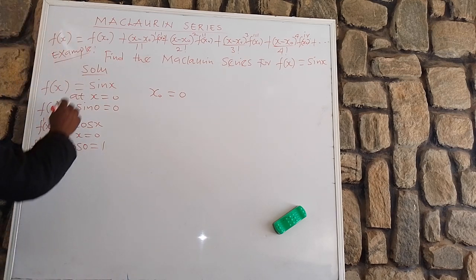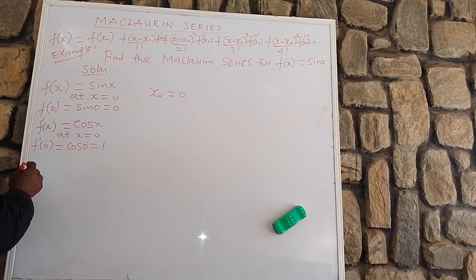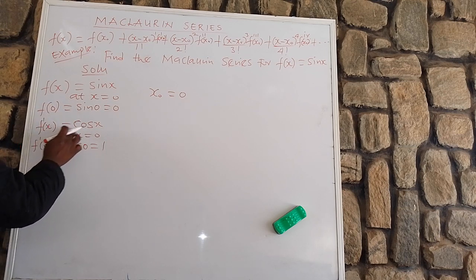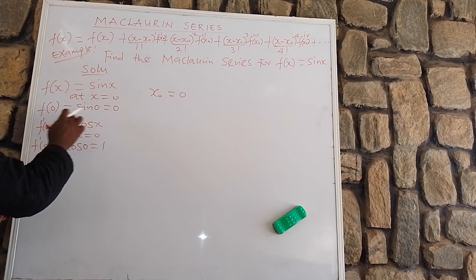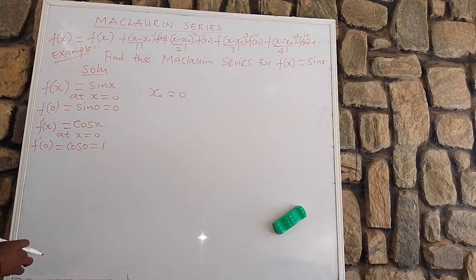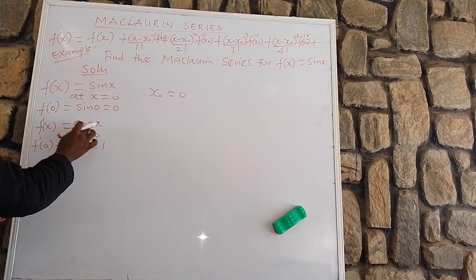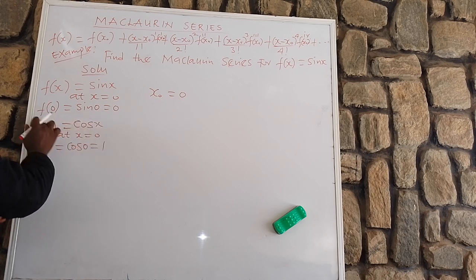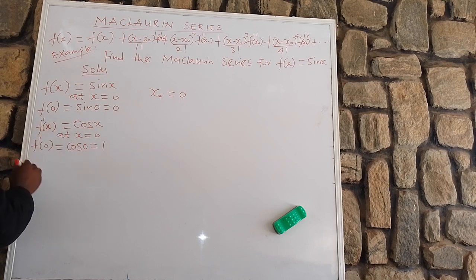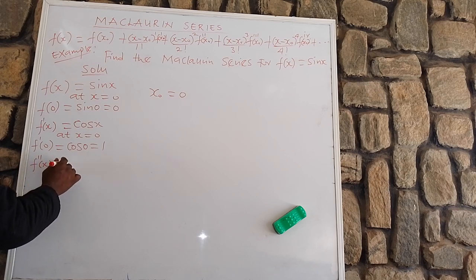Then let us differentiate to obtain f prime prime of x. Mind you, you are going to obtain your f prime prime of x from f prime of x. So here, if we differentiate cos x, we obtain f prime prime of x, which is equal to what?